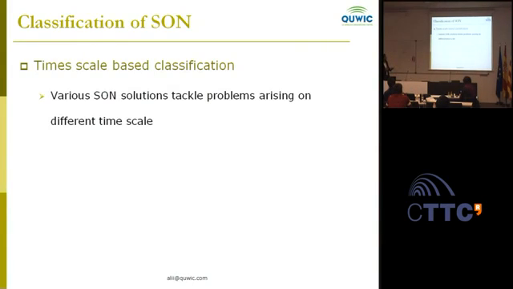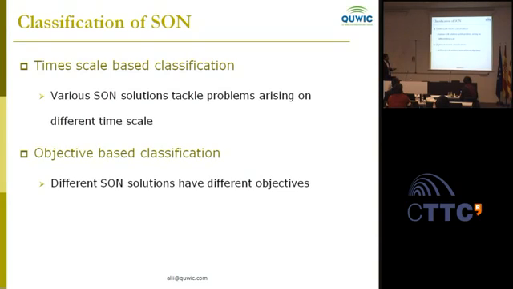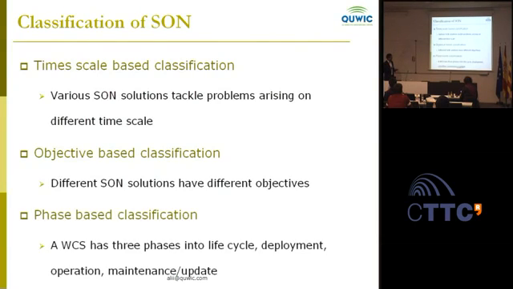Once we understand what SON is, now we need some framework to put them in different categories. First category is natural time scale based classification. Different SON operations have different time scales. Objective-based classification: every SON operation must have an objective. Phase-based classification: cellular systems have a life cycle of 3 phases: configuration, optimization, and healing.